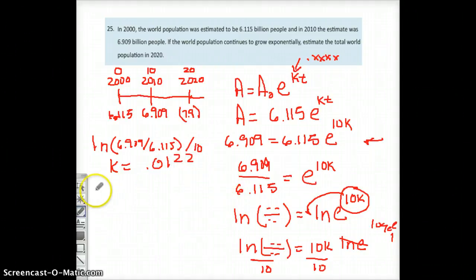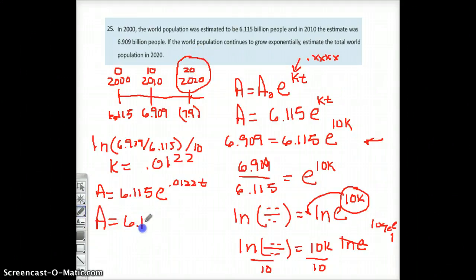Now I have my model. My model is A is equal to 6.115 times e to the 0.0122t. Now, can we answer the question? The question said, estimate the population in 2020. Well, when we say 2020, we're going to plug in t equals 20, okay? So we're going to say A is equal to 6.115 e to the 0.0122 times 20.